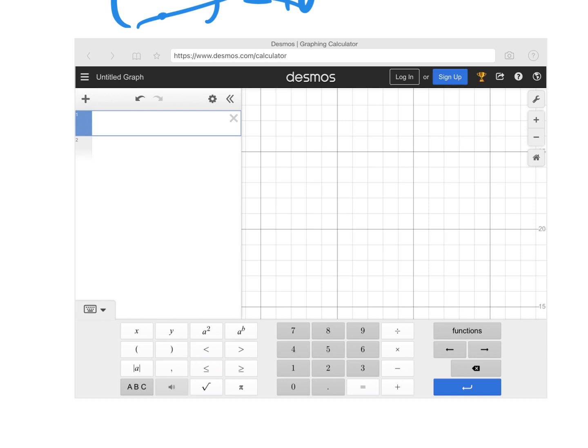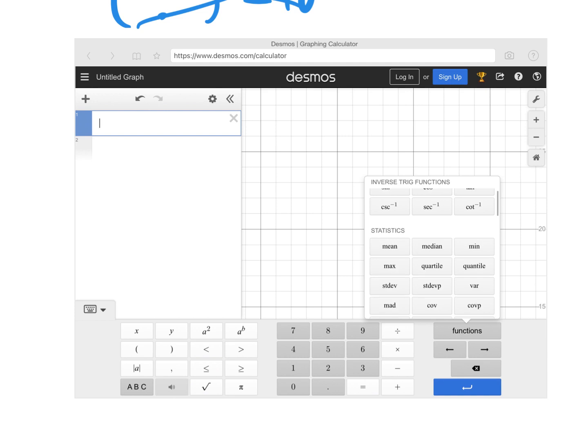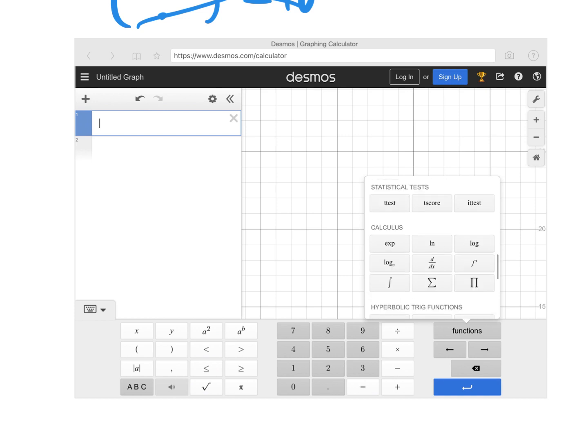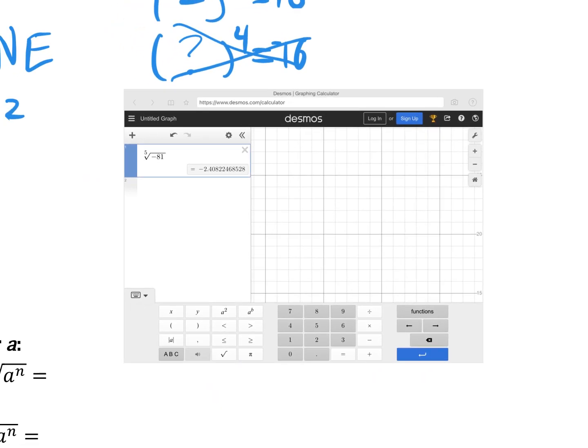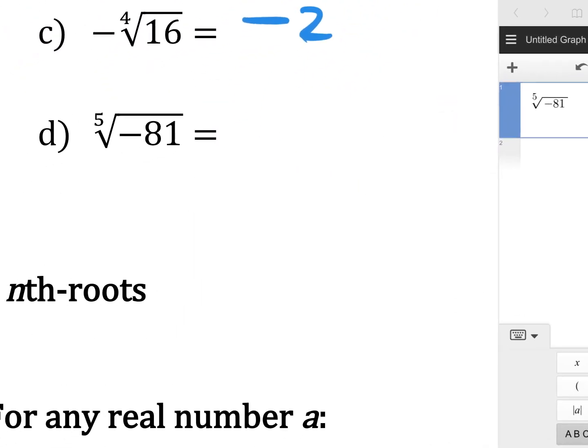And we have on Desmos here, under functions, an nth root. On your graphing calculator, you'll find it under math and number. So we wanted the fifth root of negative 81. And there it is, negative 2.4. It does exist. Now this is an irrational number. It never ends, it never repeats. So this is about negative 2.4.